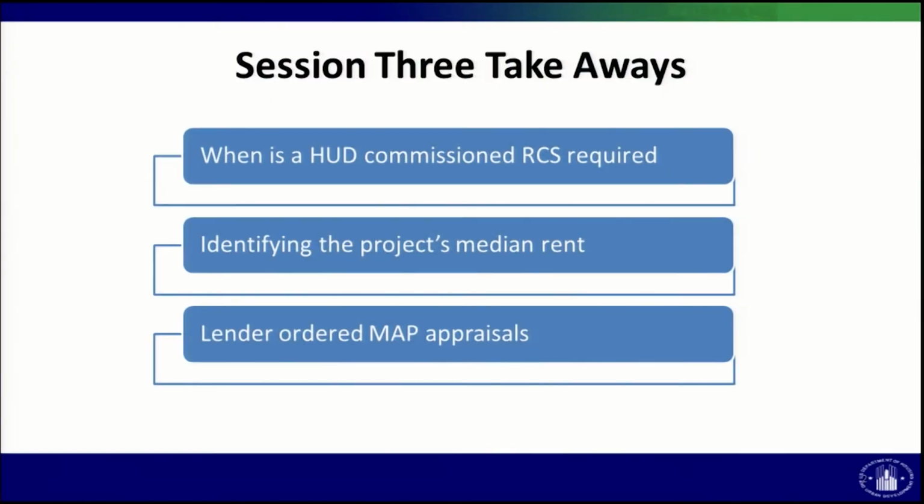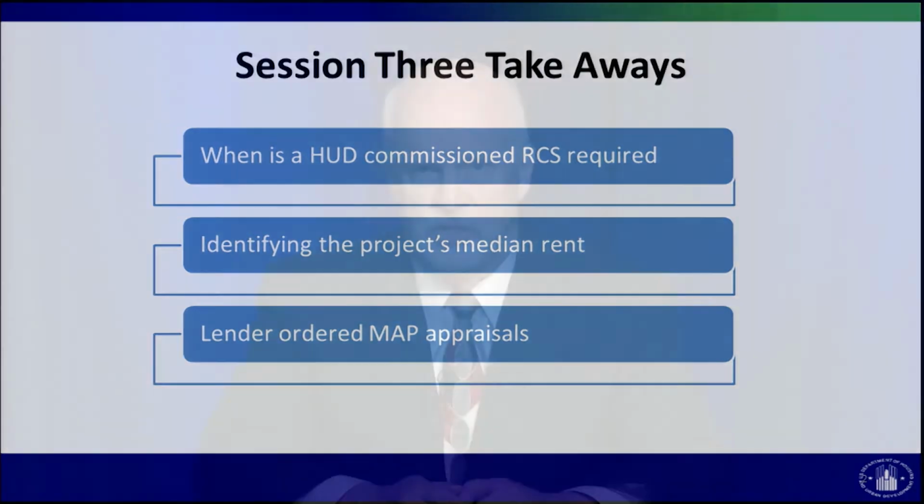Before we move on to session 4, I'd like to take just a minute to review the takeaways from our last session. I hope you have a better understanding of when a HUD-commissioned RCS is required. I hope you recognize the mathematical process for identifying a project's median rent, and I hope you know when a lender-ordered MAP appraisal can be used in lieu of a HUD-commissioned study.